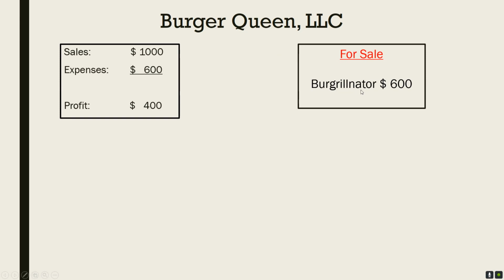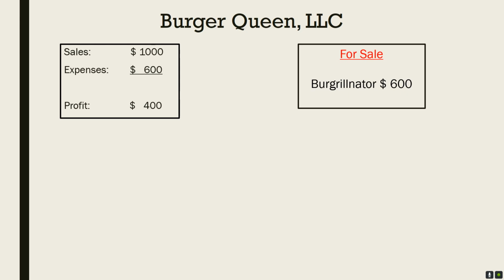Burger Queen wants to purchase this grill because if they don't, other competitors will, and they'll make juicier, tastier burgers quicker, which will be bad for Burger Queen. They'll lose customers and profit. But seen from Burger Queen's profit, they don't have enough money to purchase the new grill. They're $200 short. Burger Queen could go to the bank and take out a loan.